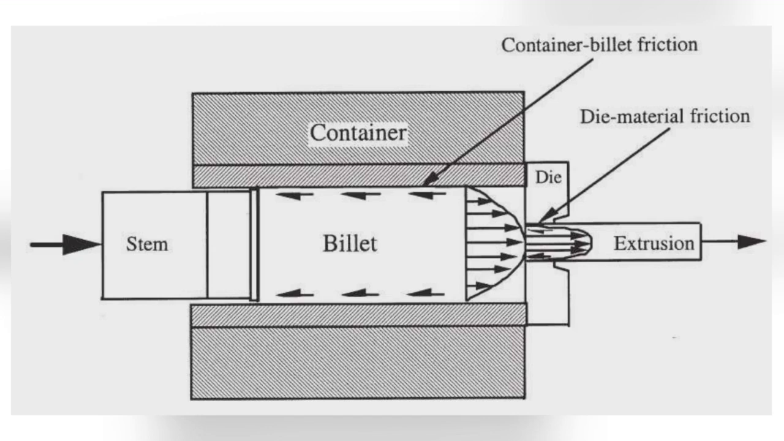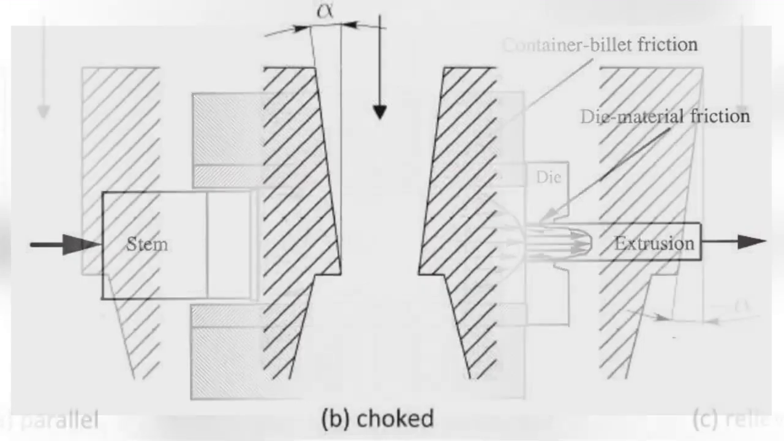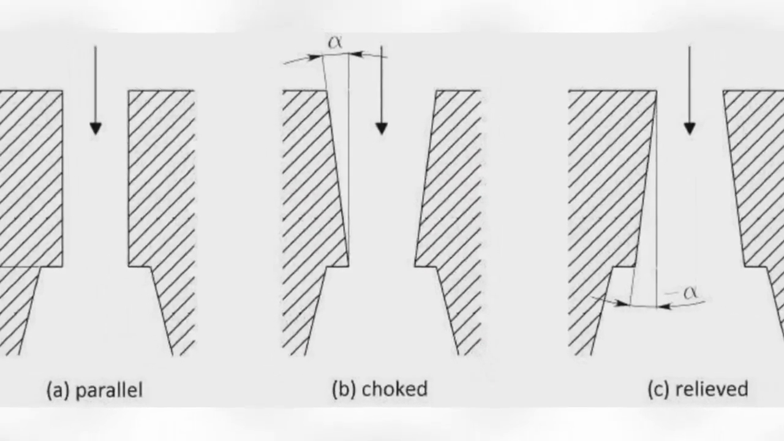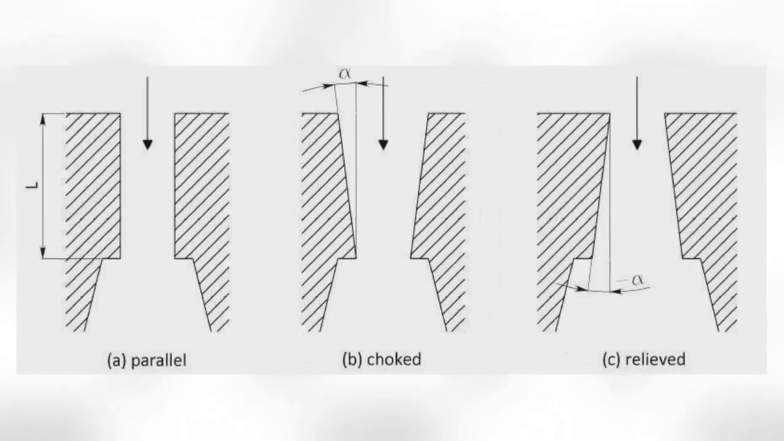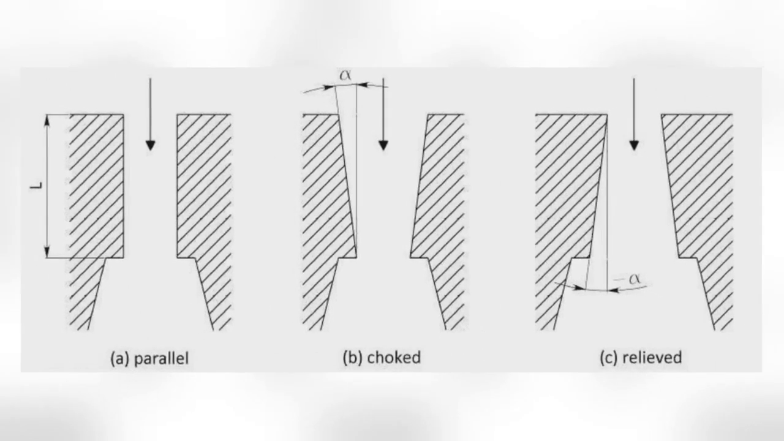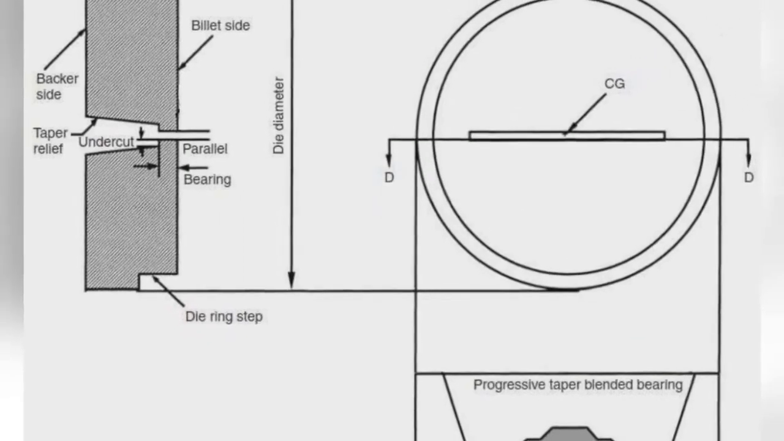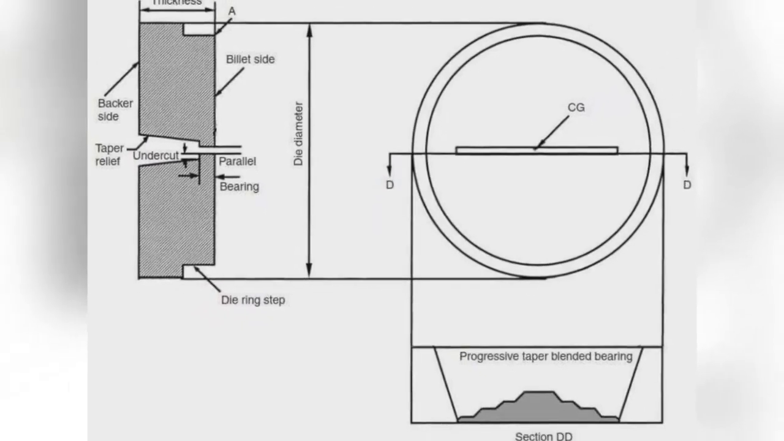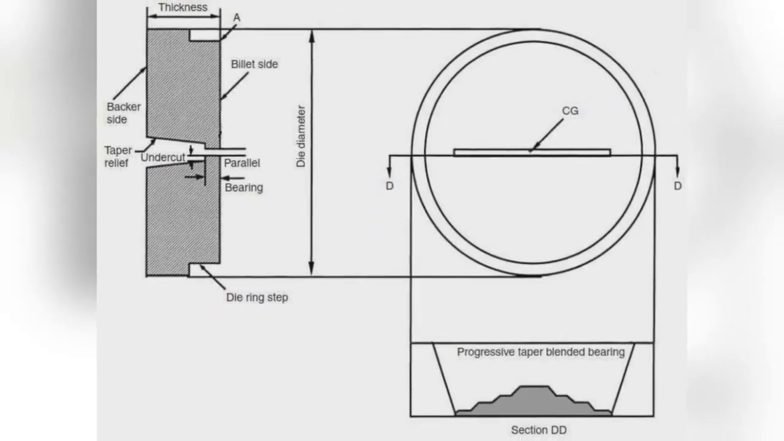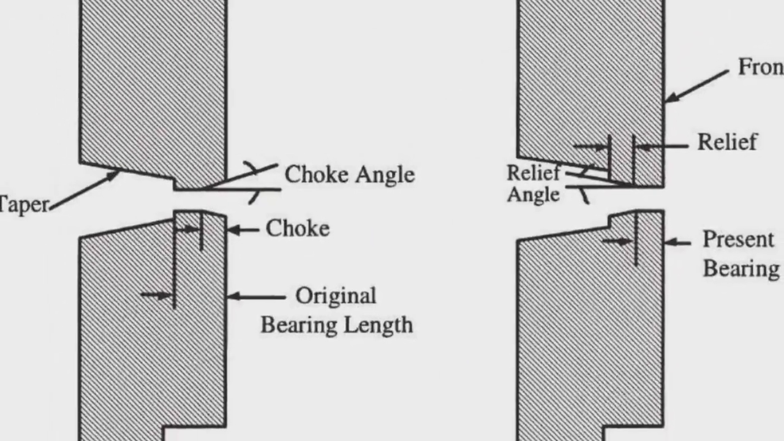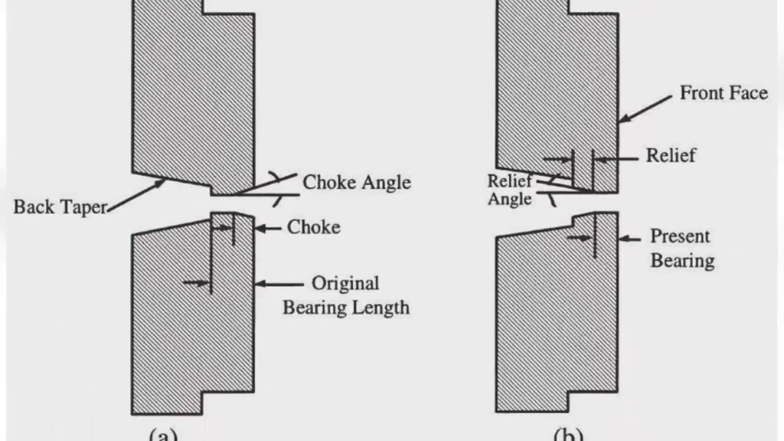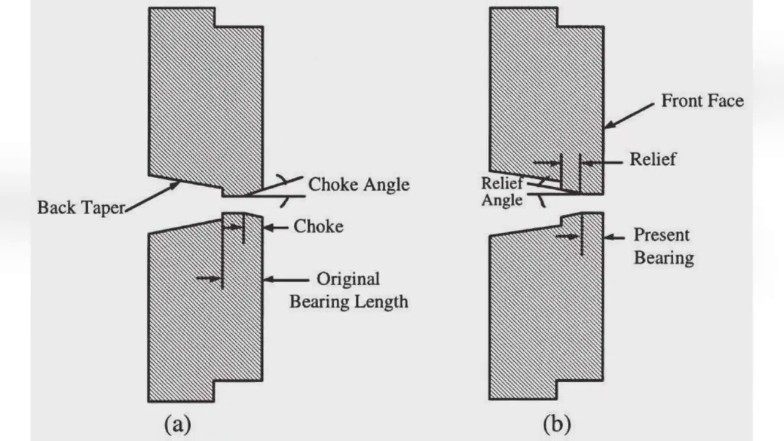This figure shows three types of bearings: parallel, choked to slow the flow, relieved to accelerate the flow. Parallel bearings are the working standard. In this case, the flow rate of aluminium through the working channel of the die is adjusted by changing the length of the bearings. The methods of slowing and accelerating the metal flow through the bearing channel are shown in this figure. Choke at the front of the bearing to slow the flow. Relief at the back of the bearing to accelerate the flow.